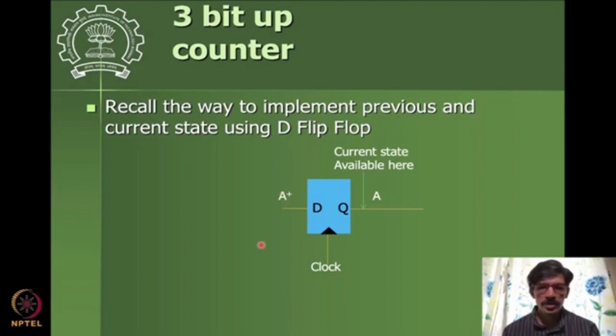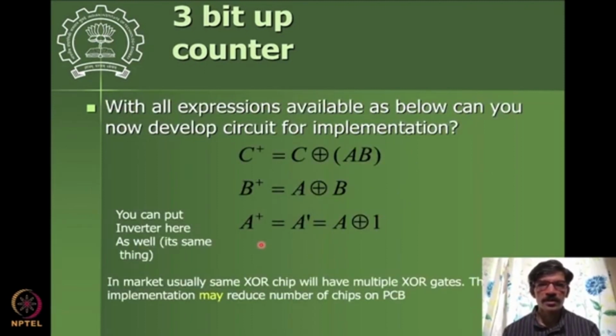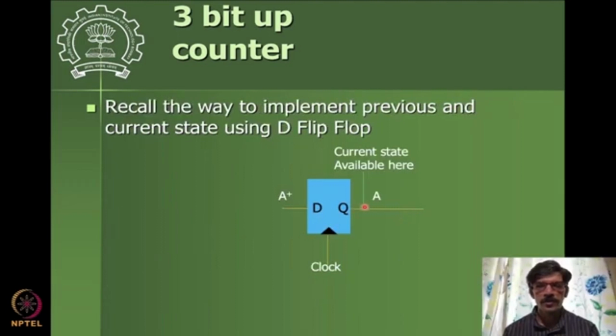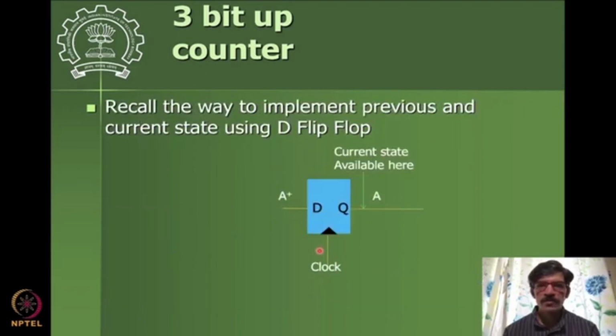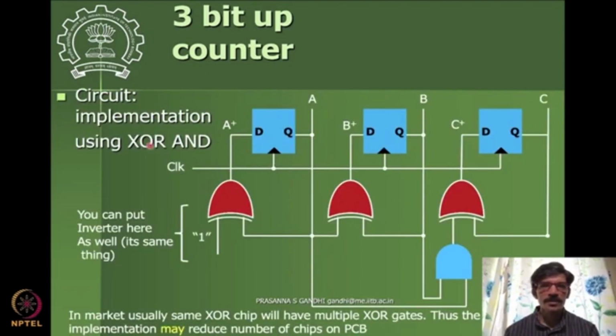Depending upon the variables I have, there are 3 states I need to define, so I need to use 3 D flip-flops. One is for A, one is for B, and the other is for C. For these D flip-flops, at any point of time the current state is available at the output here. I use that state and then produce my A plus as per these relationships that I have produced already.